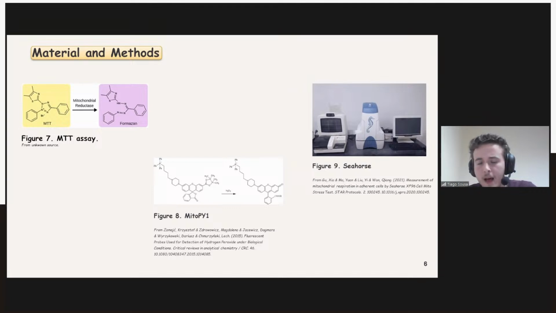Okay, and just to close the materials and methods, I will say that we evaluated MitoPY1, which is really important as a marker also for oxidative stress, and the oxygen consumption rate and ATP production with our Seahorse. Let's go.